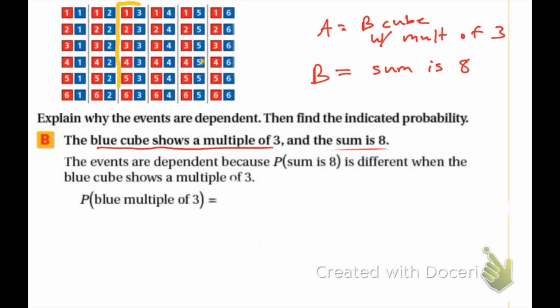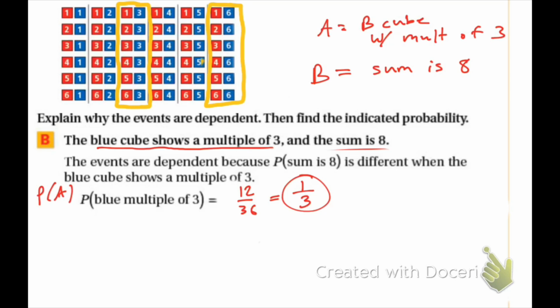Well, these blue cubes have a multiple of 3, 3 times 1, and then these as well, 3 times 2 is 6. So we have a total of 36. And out of that 36, how many blue cubes show a multiple of 3? Well, we have 6 and 6, that's 12. So 12 out of 36, which reduces to 1/3. So that's event A occurring.